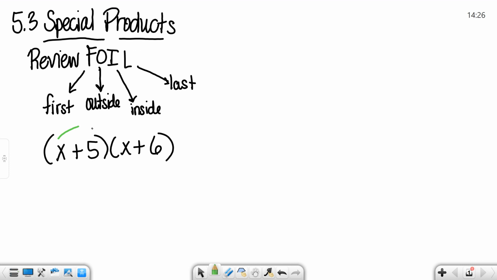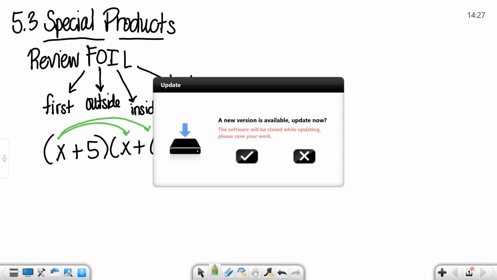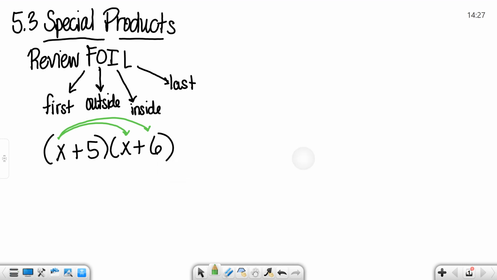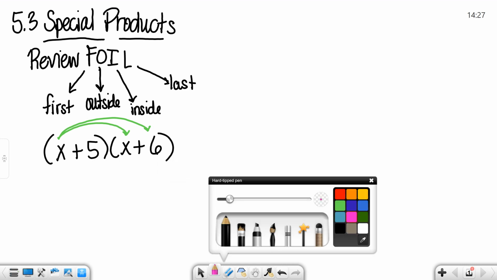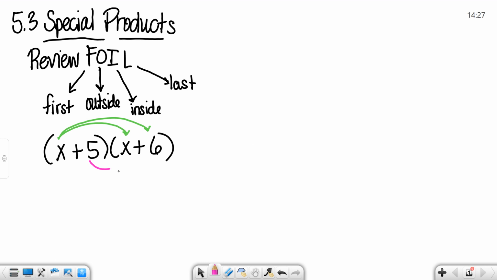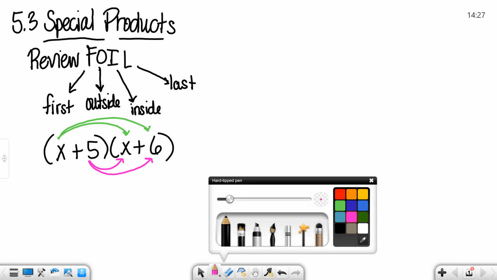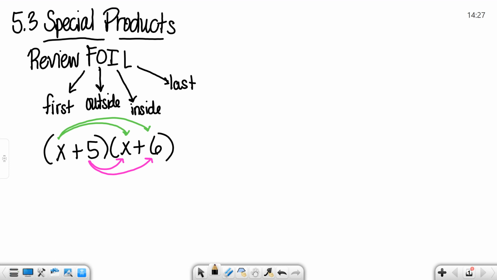So if I multiply x times this x, those are the first two terms in the binomials. If I multiply x times 6, those are the two that are on the outside. And then if I move over to the 5 and I multiply 5 times the x, well, those are the two that are on the inside. And I multiply 5 times the 6, that would be the last two in the binomials. So you can call it FOIL or you can just call it distributing.